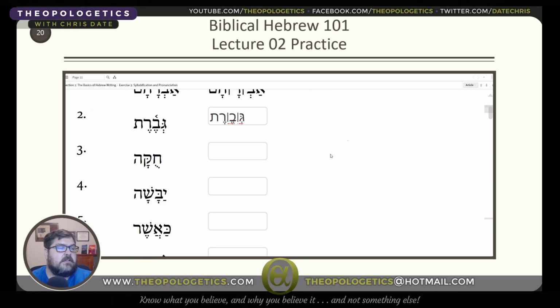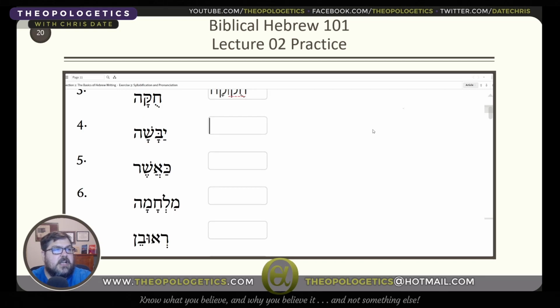Next up is chukah. Well, let's think through this. We've got a chet with a kibbutz, and then we've got a dagesh in that kaf. Now, is the kaf a begadkefat consonant? No. So this can't be a dagesh lene. It must be a dagesh forte, and a dagesh forte doubles the consonant. So the first kaf is going to close our first syllable, and then we've got a second kaf that begins our second syllable. So this is two syllables. Chukah.